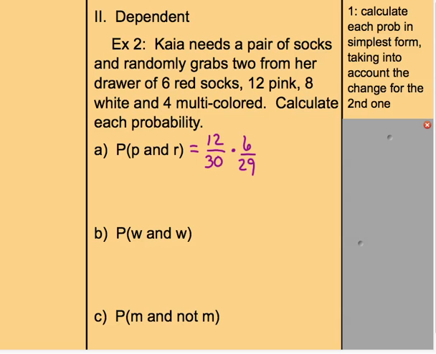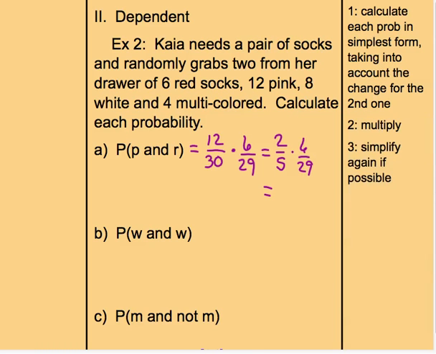Okay, I'm going to put these in simplest form before I multiply to make it a little bit easier. So 12/30ths simplifies, we can divide them each by 6 to get 2/5, and 6/29 does not. So when we multiply these together, we get 12 out of 145. Now, a 12 out of 145 chance probably doesn't mean a whole lot to you, so I calculated these as percents as well, and this is an 8.3% chance that she'll pull a pink sock and then a red sock.